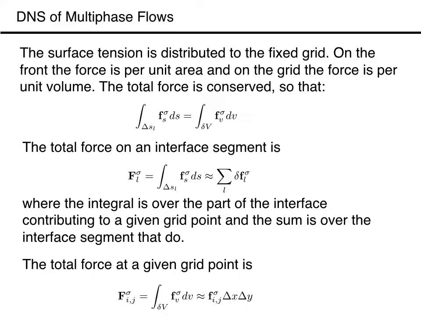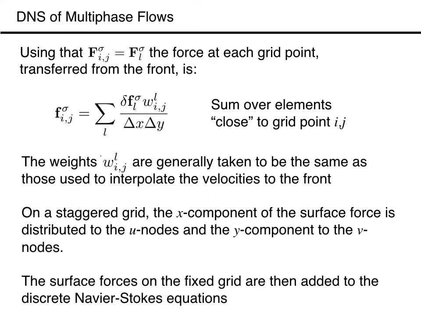On the fixed grid, we need the force per unit area in 2 dimensions, and the total force is the integral over the control volume surrounding its grid point, or F subscript i, j times delta x and delta y. The total force on a surface segment that is transferred to a given grid point must be equal to the total force on the grid. The force transferred from each element is already the integral over the element, so we just need to sum those over all elements that are close to each grid point, and to recover the force per unit volume on the fixed grid, we divide by delta x times delta y.